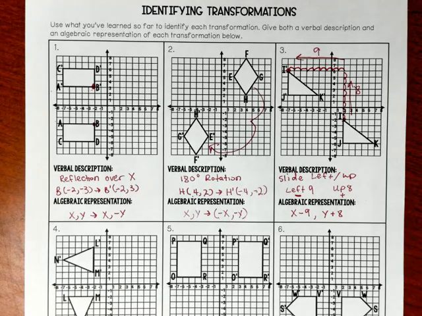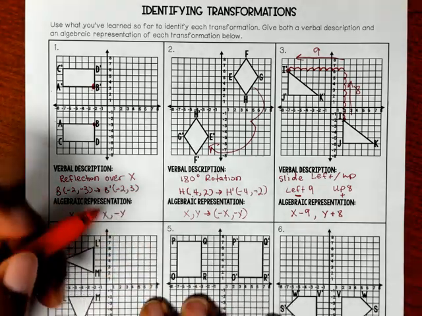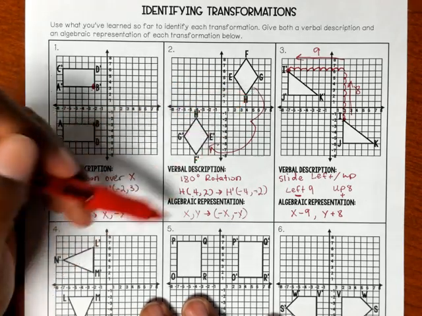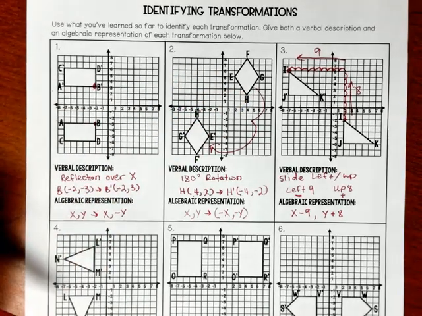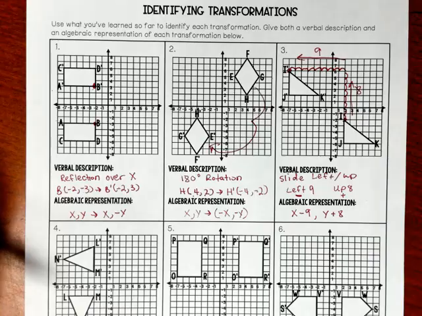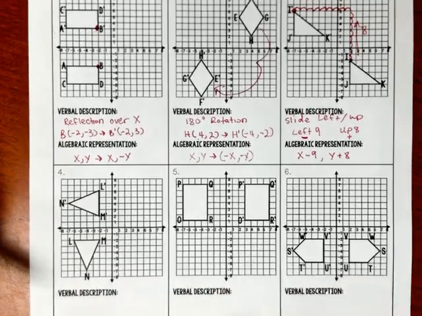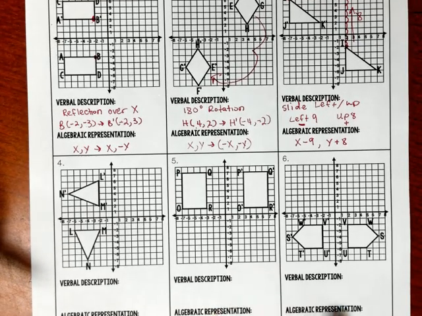So far, remember, whatever we're doing, it's very easy to see what's happening with one point because we can't just move one point of the figure. Whatever we do to one point, we have to do to the entire thing. So let's look at number 4. And we're almost done with this page.